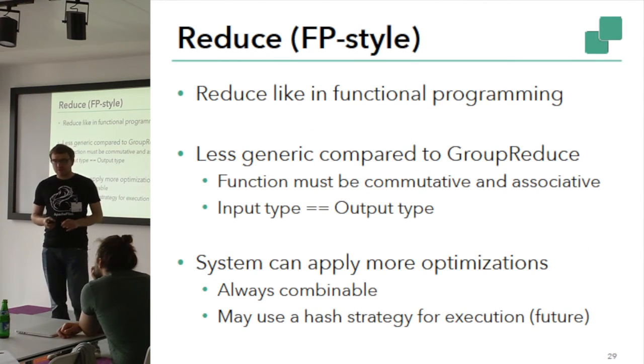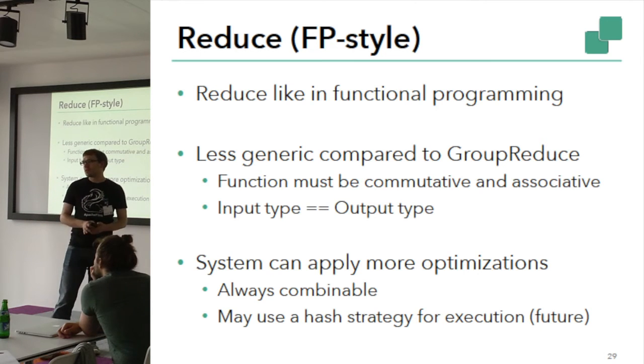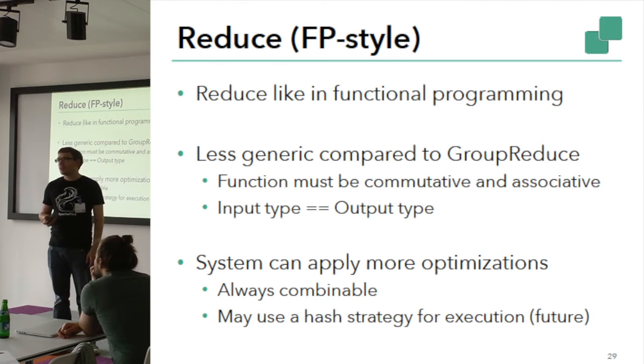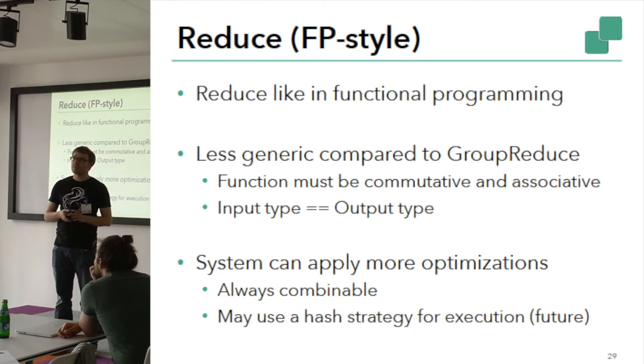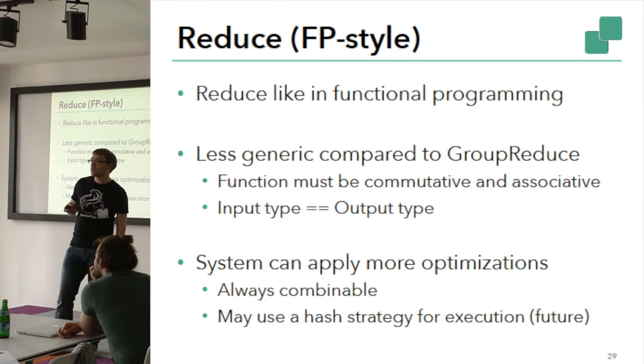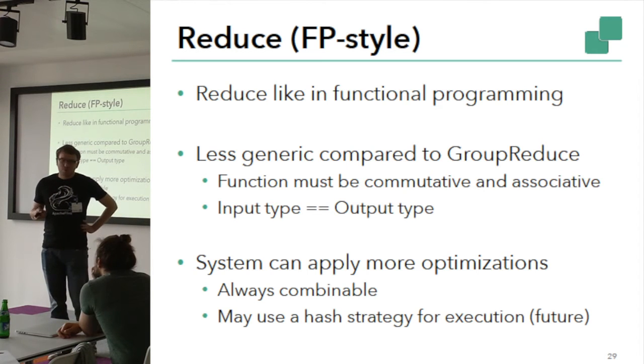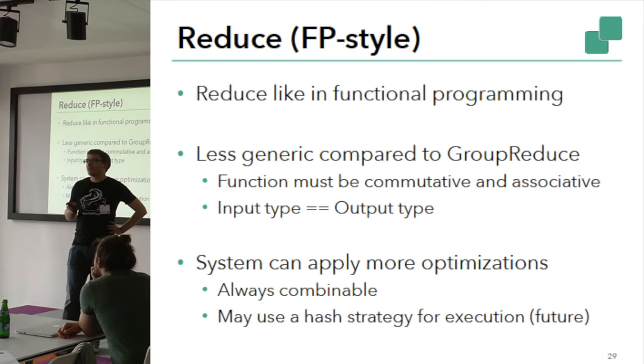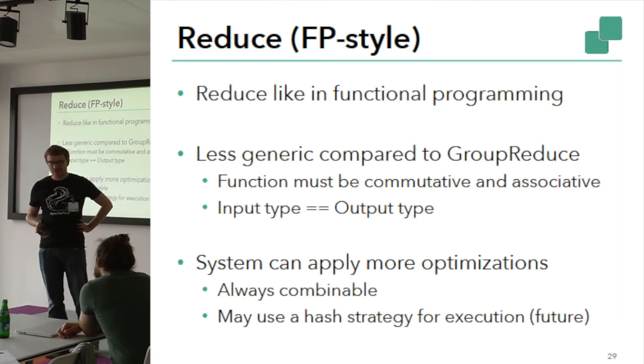Flink offers another type of reduce, which is more like the functional programming style of reduce, similar to a fold. This interface is a bit less generic compared to the GroupReduce. Less generic in the sense that the function you implement must be commutative and associative, and the input type must be identical to the output type. So you cannot change the type in between. However, this method has not only limitations, it also has some benefits.